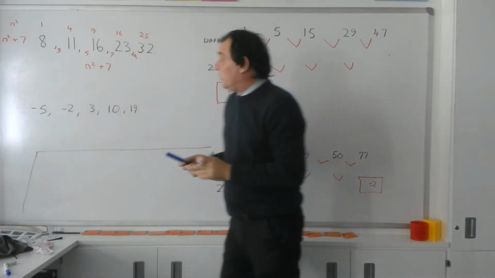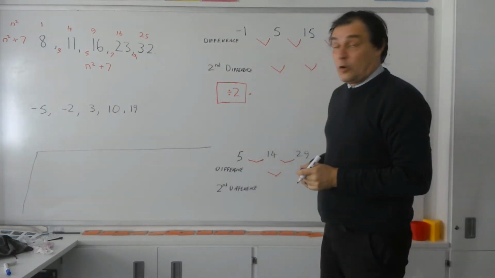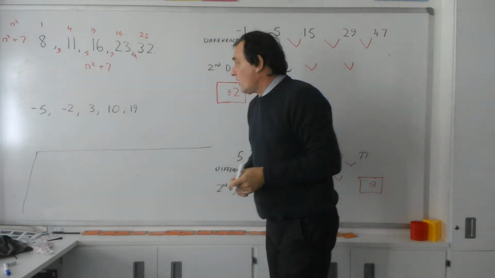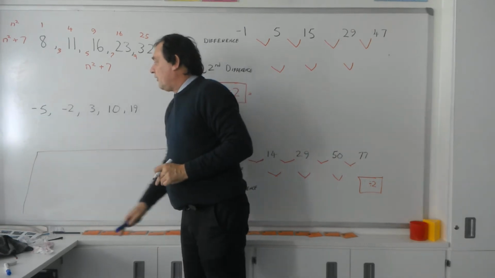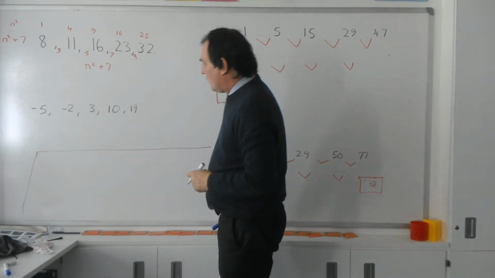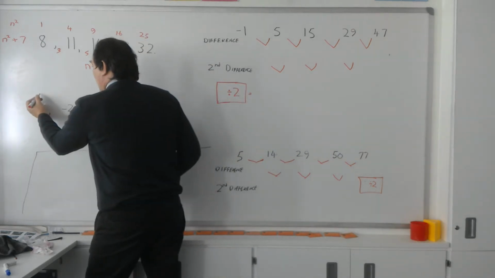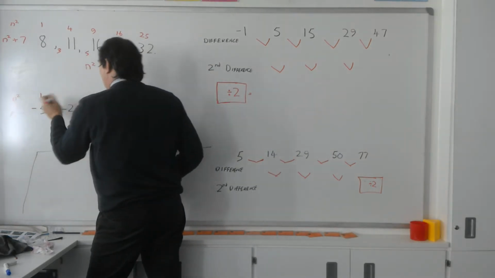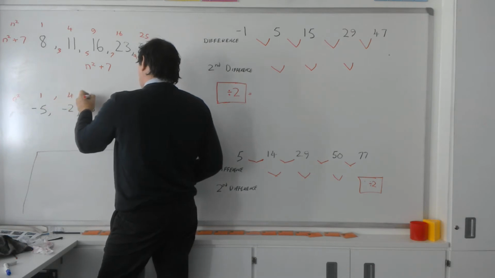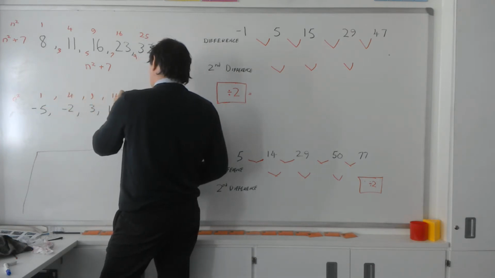That one's quite easy. So I can do that using my quick shortcut. See if it works for this one. So I've got minus 5, minus 2, 3, 10, 19. Let's quickly write my squared numbers in there, see if there's a link. I've got 1, 4, 9, 16 and 25.